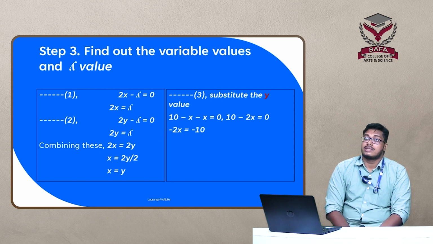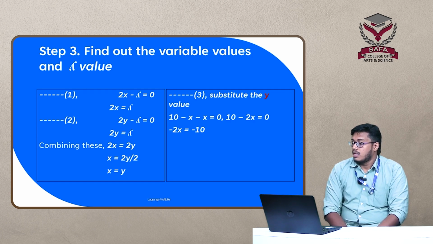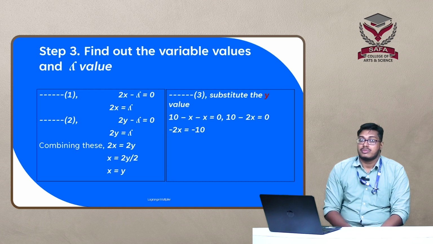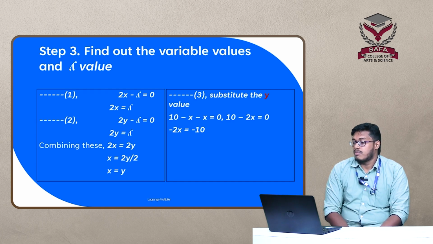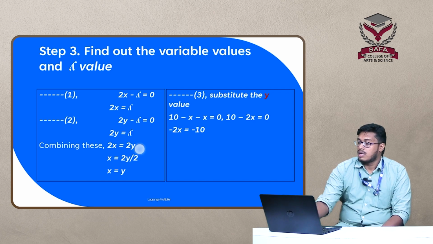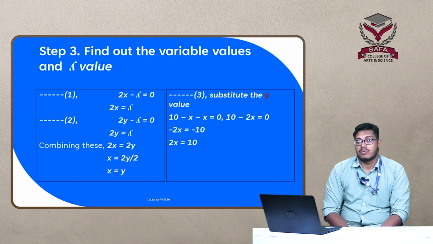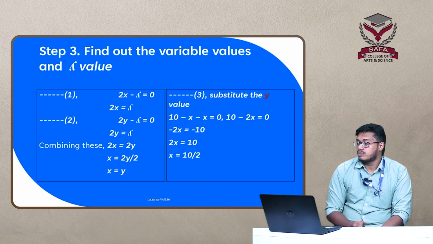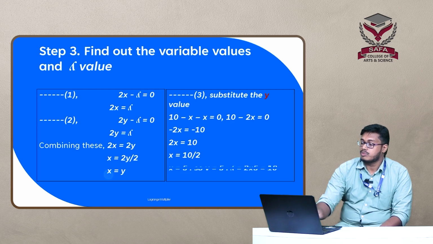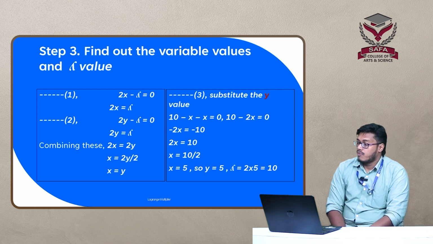Then minus 2x is equal to minus 10. The 10 moves to the right part of the equation, so minus 2x equal to minus 10. Both sides of the equation have a minus value, so we can delete the minus. Then 2x equal to 10. Then 2 moves to the right part of the equation, so x equal to 10 by 2, which is 5. Then x equal to 5.